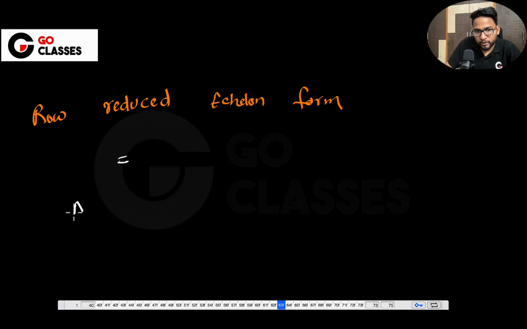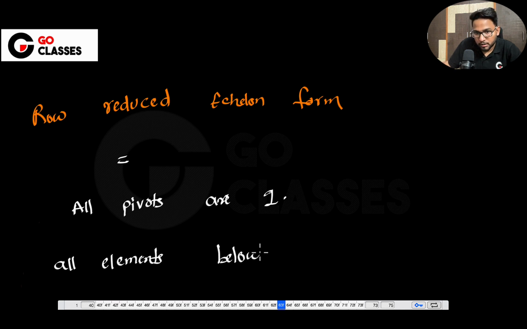Let me go to the next page. Row reduced echelon form. Now here I can say it is basically the same as: all pivots are 1. This is the first point. And then all elements below and above pivots are 0.